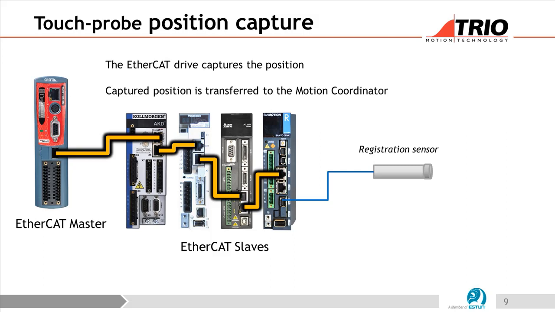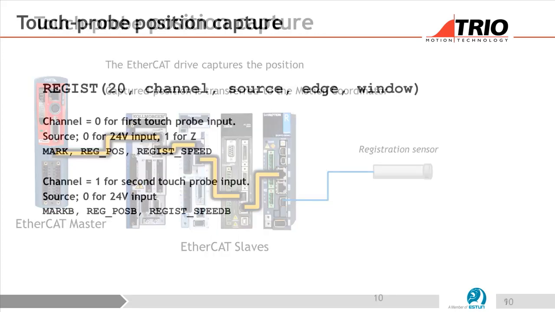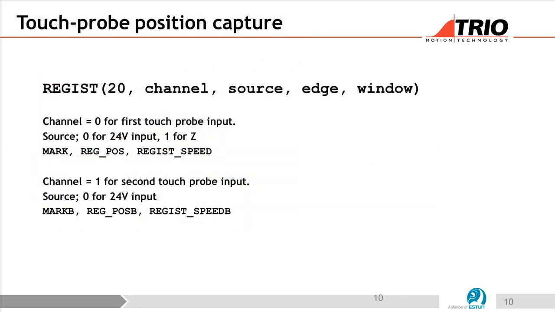Yeah, so you go back to Regist 20. Regist 20 does the functionality for touch probe registration in the drive. Yeah. Regist 21 is for using the inputs on the controller with EtherCAT. And Regist 20 again is using the inputs on the controller with traditional encoder axes. Yeah, so there's your touch probe.